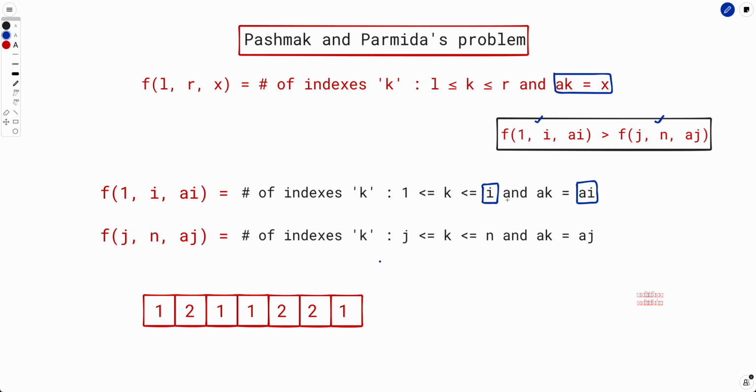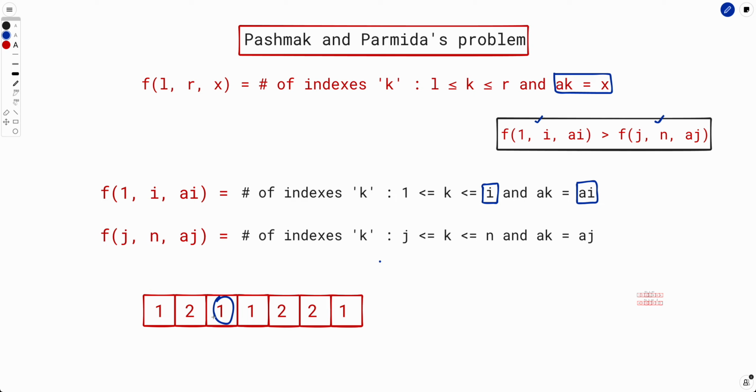So what exactly does this translate to? Let's say this is i, and you have to find f1iai. It means how many indices k lie in this range such that the value of that element is equal to ai. In this case there are two elements in the range 1 to i whose value is equal to 2. So f1iai for this i would be 2, right? Hope this makes sense.